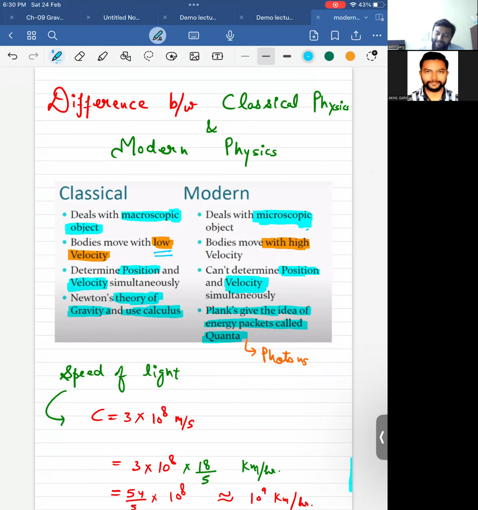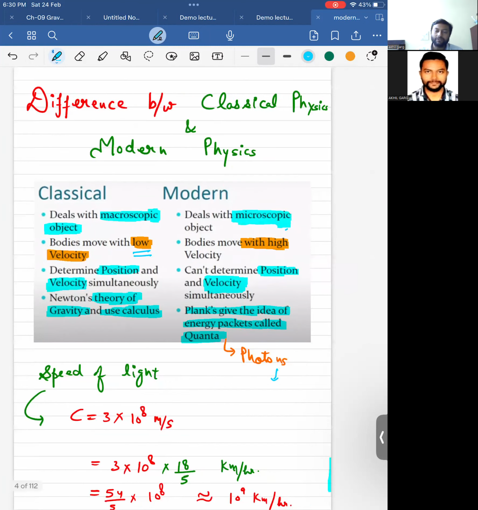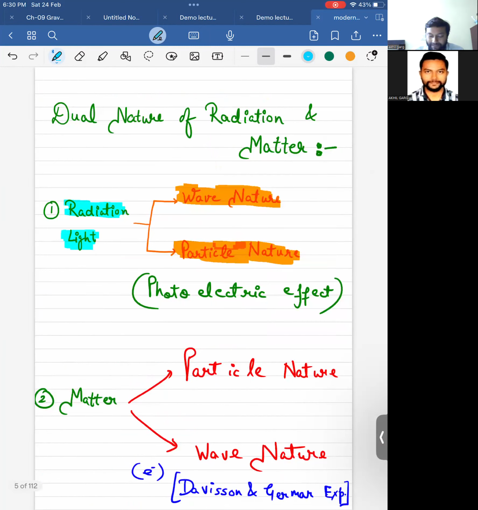In modern physics, we can study photons, which are packets of energy. But in classical mechanics, we study according to Newton's theory of gravity and use calculus. Basic mechanical laws are valid under classical mechanics. So there is a need for another branch of physics, that is modern physics. So let's get started. The chapter name is dual nature of matter and radiation.